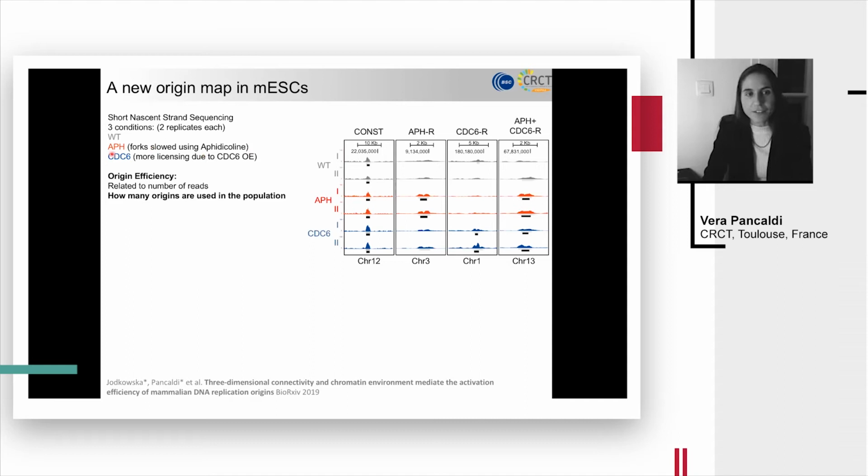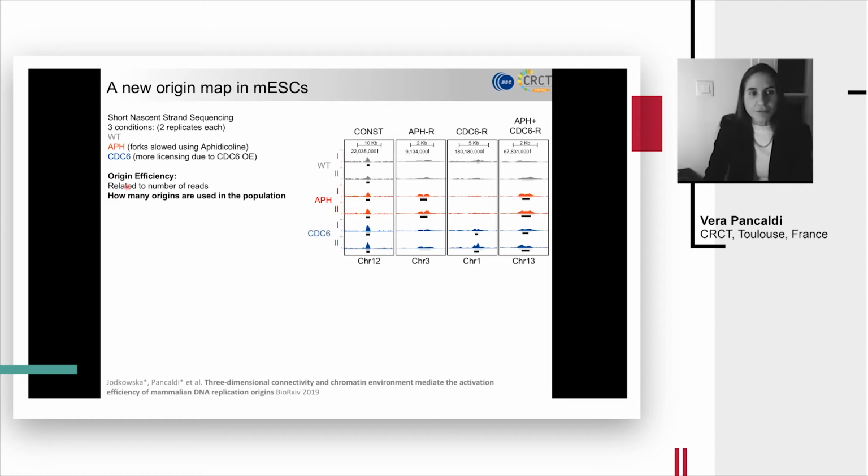But basically, the effect of this condition was to hyperactivate the origins, because the cell reacts to the stress by trying to rescue its replication program. And so extra origins are activated. The third condition was an overexpression of CDC6, which is a very important licensing factor, which also increases the number and activity of replication origins.